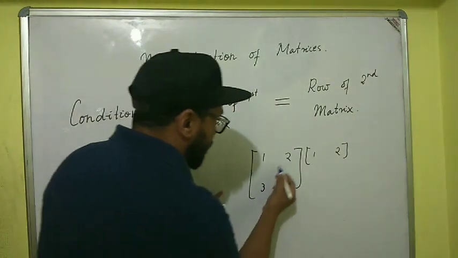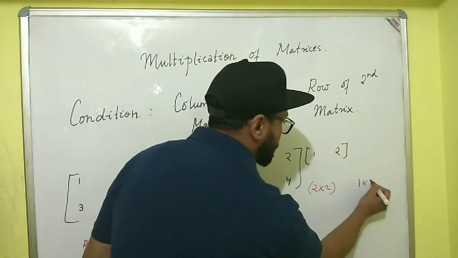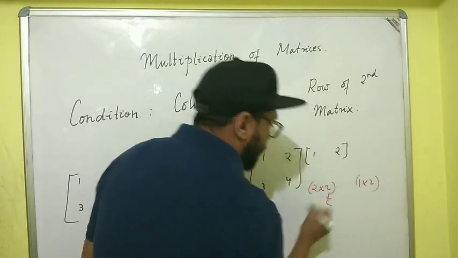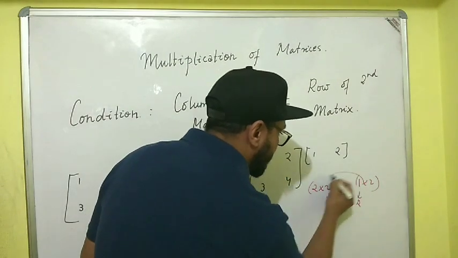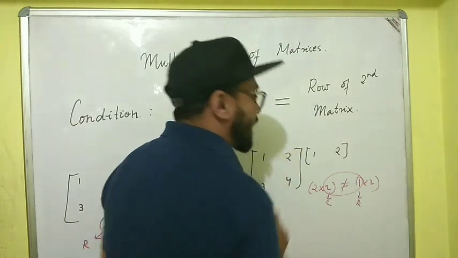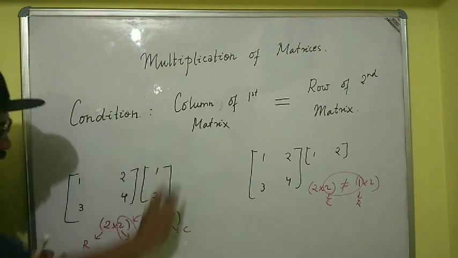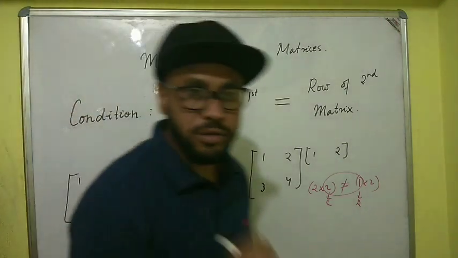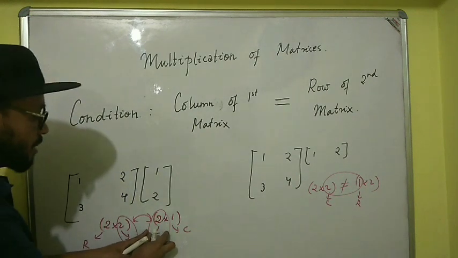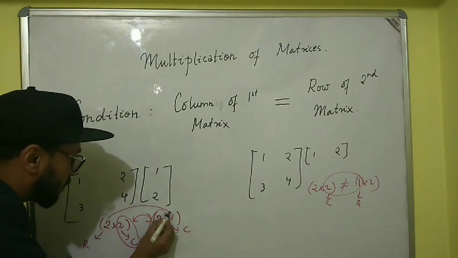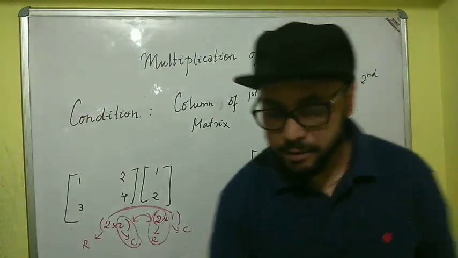Now let's check with this one. The order of this matrix is 2 cross 2 and the order of this matrix is 1 cross 2. This is the column of the first matrix and this is the row of the second matrix. Since it is not equal, we cannot multiply. One important note: this is how we check whether we can multiply the two matrices or not. The column of the first matrix has to be equal to the row of the second matrix. Now what about this one? This will give you the order of the resulting matrix, so we'll discuss that in detail.